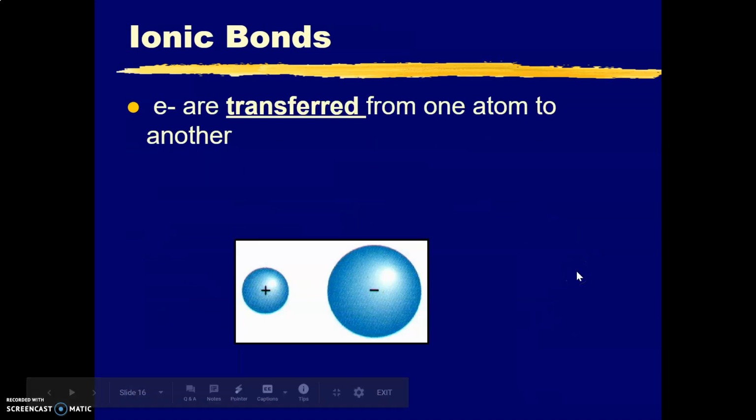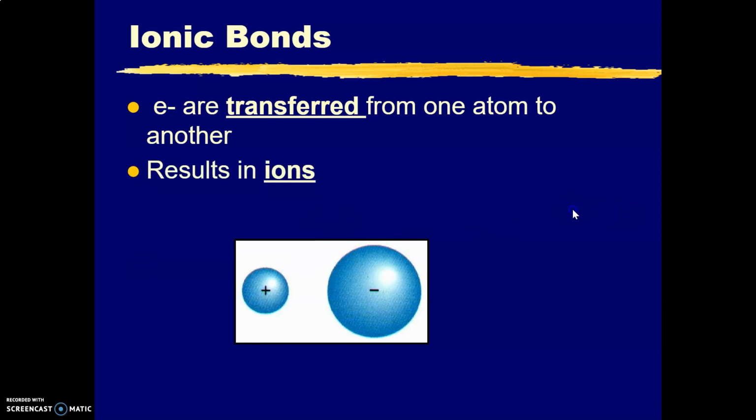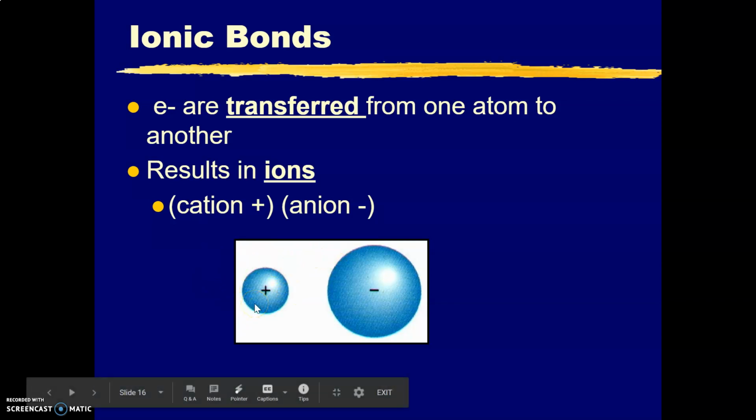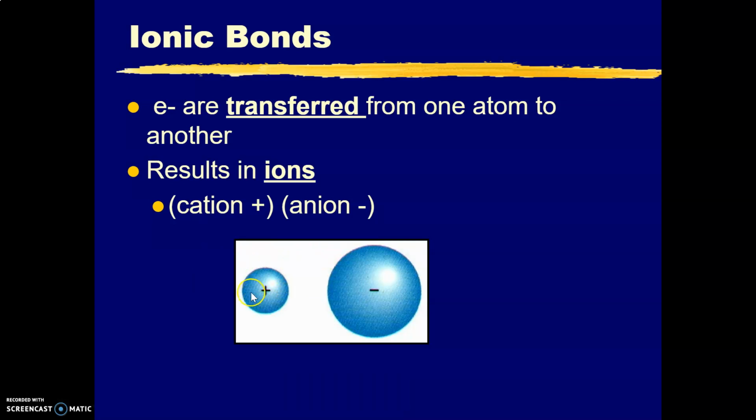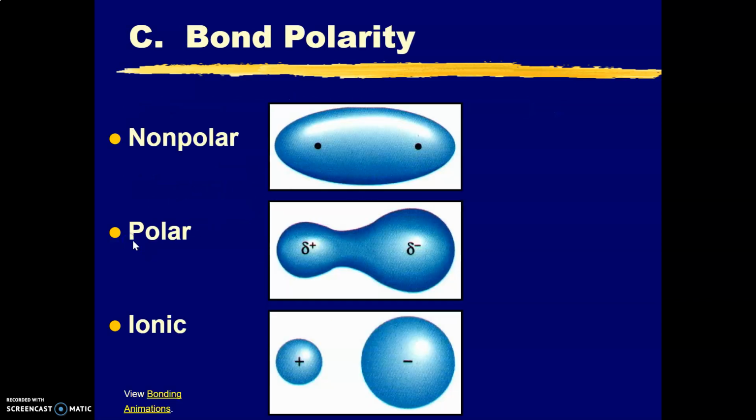In ionic bonds, remember, electrons are transferred from one atom to another, so that results in ions. When we have something like sodium, Na, that gives up its electron, it becomes a positive charge. That's called a cation. Here's how you can remember that: the T in cation looks like a plus sign, a positive charge. Anion, the prefix an means opposite, negative, right? Negative charge. So anion is negative, cation is positive, T, right there. That results in the ions.